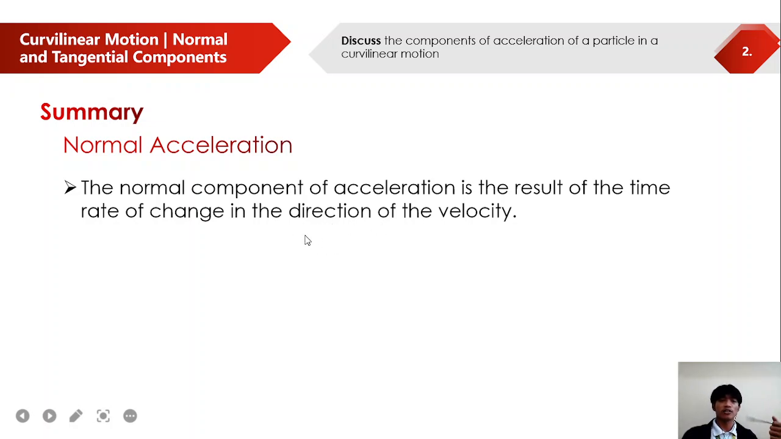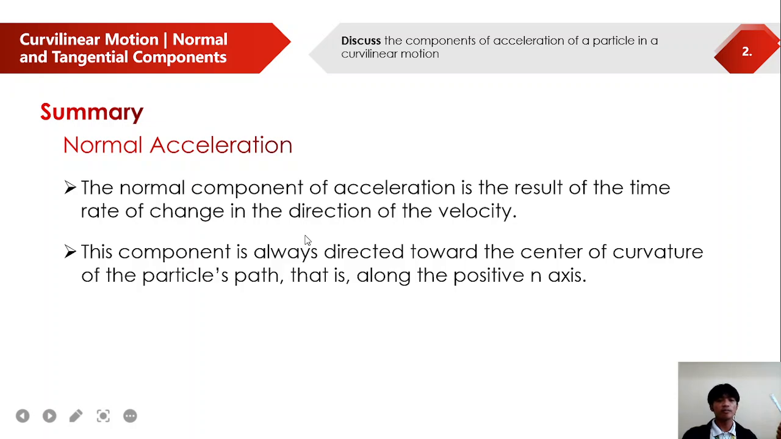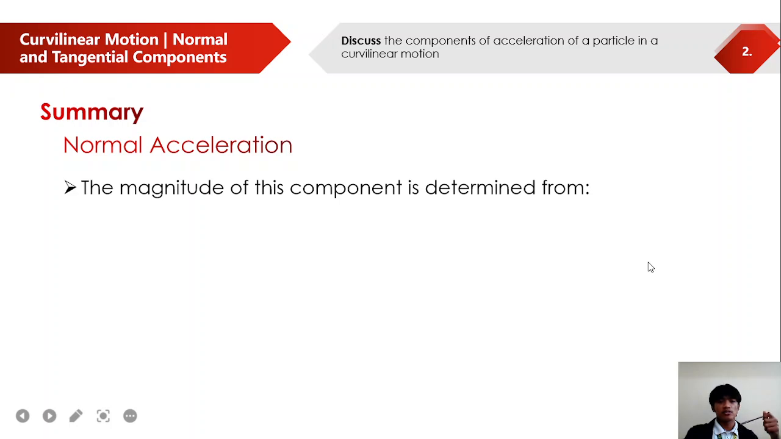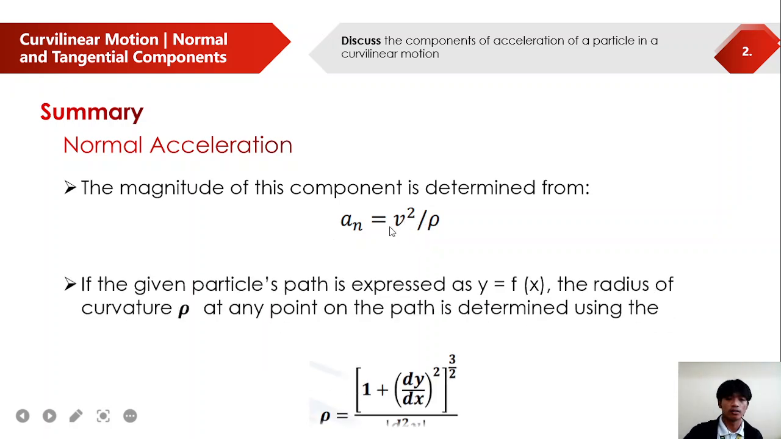Direction naman yung concern sa normal acceleration as we learned. So this component is always directed toward the center of curvature of the particle's path, that is along the positive n axis. Kumbaga, again, yung positive sense niya is toward the center of the curvature. Okay? And normal acceleration pa rin, the magnitude of this component is determined by, again, v squared over rho. If the problem asks you to solve for the normal component of the acceleration, you just use this one. Okay? a_n is equals to v squared over rho.